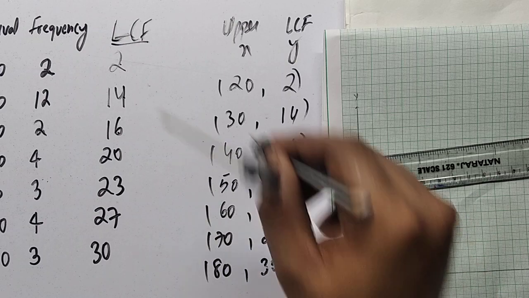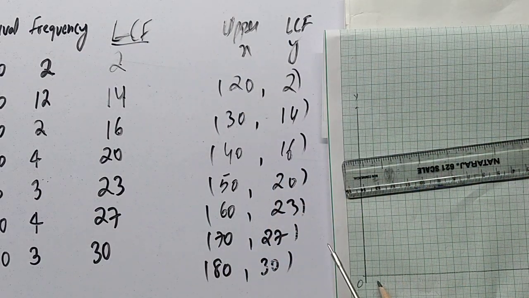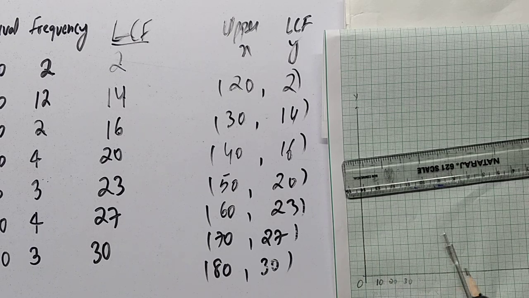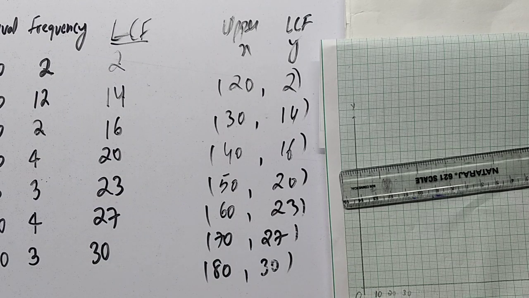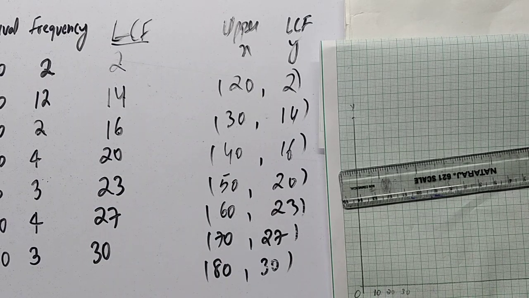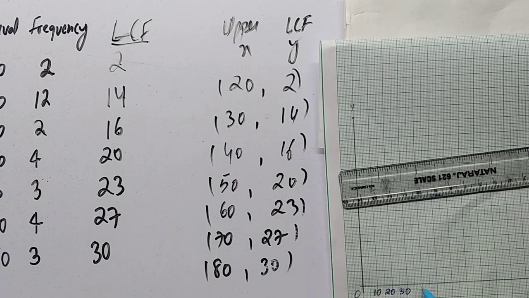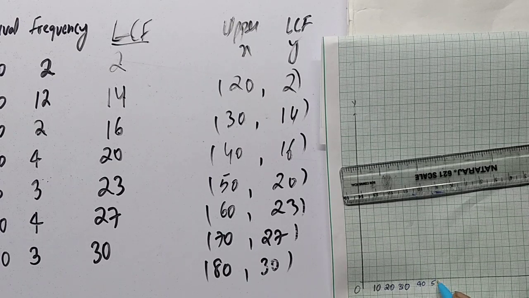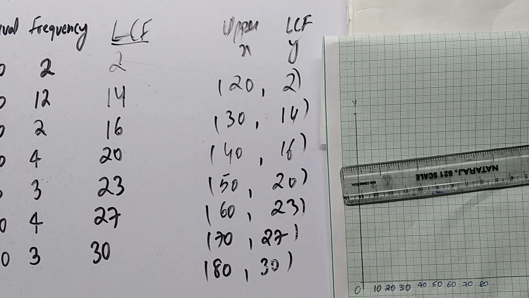Next mark the points on the x axis, as it starts from 20. So we will take an interval of 10: 10, 20, 30, 40, 50, 60, 70, 80.